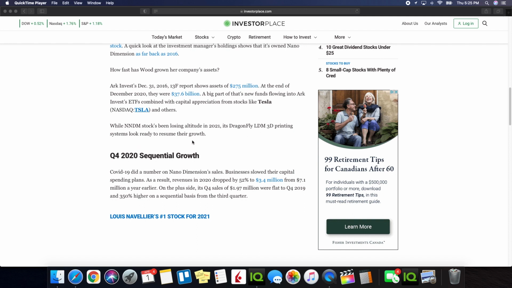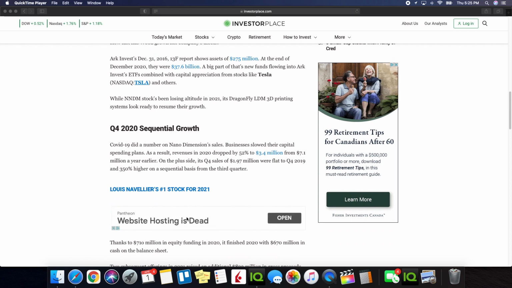to resume their growth. Q4 2020 sequential growth. COVID-19 did a number on Nano Dimension sales. Businesses slowed their capital spending plans. As a result, revenues in 2020 dropped by 52% to $3.4 million from $7.1 million a year earlier. On the plus side, its Q4 sales of $1.97 million were flat to Q4 2019 and 350% higher on a sequential basis from the third quarter.